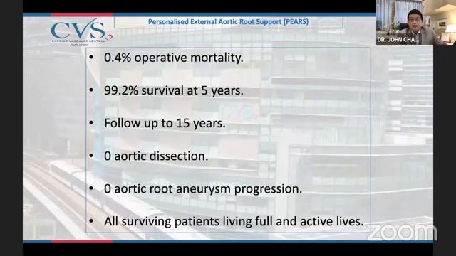The operative mortality is very low for this procedure, less than 1%, 0.4%. Survival at 5 years is more than 99%. Follow-up now extends to 15 years. In all the patients who have been treated, none of the patients have had an aortic dissection, and none of the patients have shown any progression in the size of the aortic root, and all surviving patients are living a full and active life.